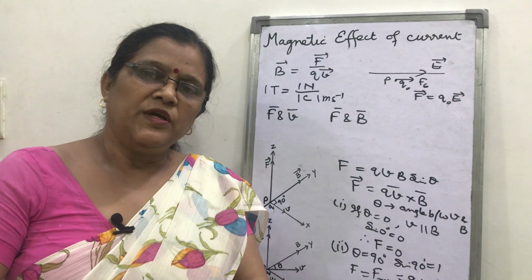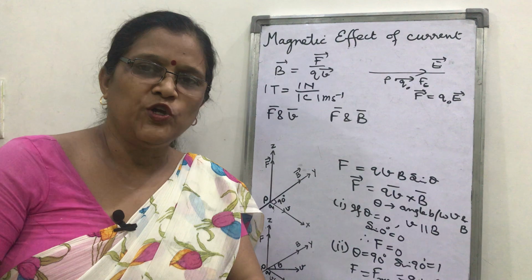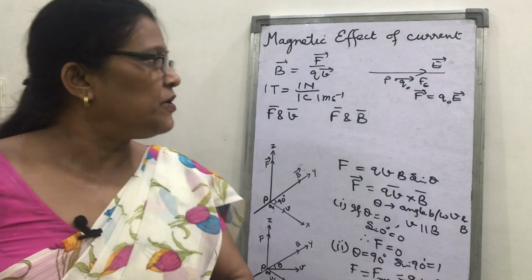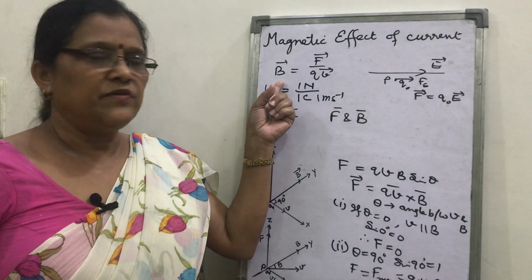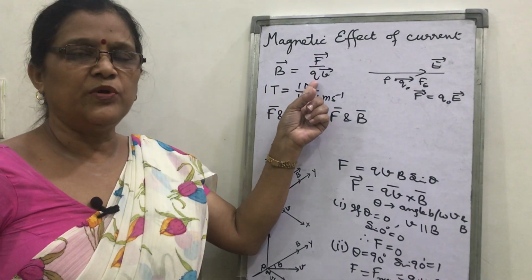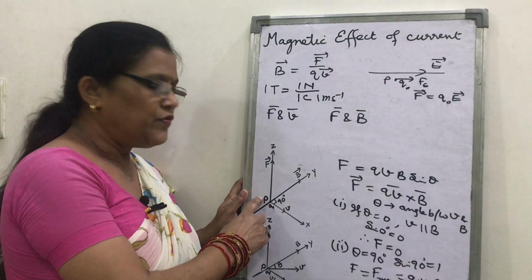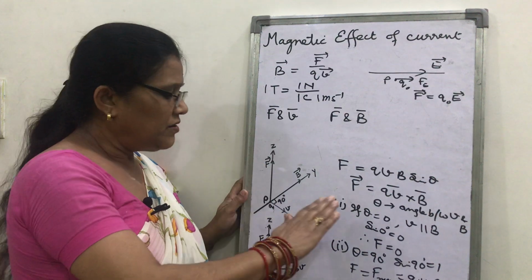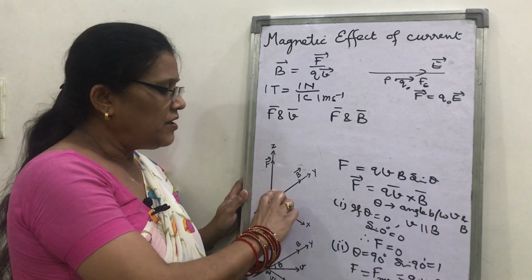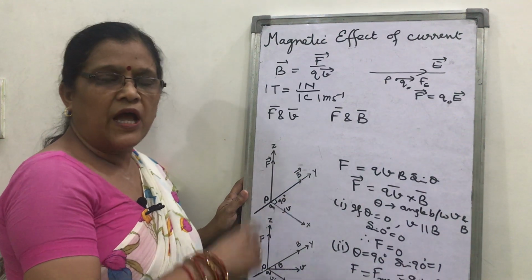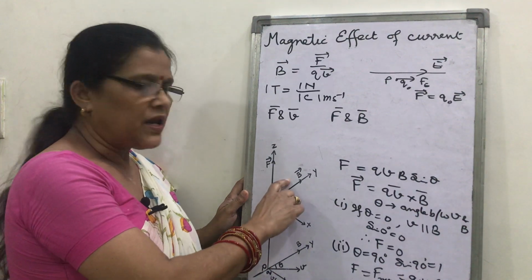In the previous video we discussed the Lorentz force and its formula, QVB sin theta. We discussed the magnetic field. Look here, the magnetic field is also defined as force upon Q into V. Why? Because the Lorentz force acts perpendicular to V and B, the velocity of the charged particle and the direction of the magnetic field. And this force becomes zero when V is parallel to B.